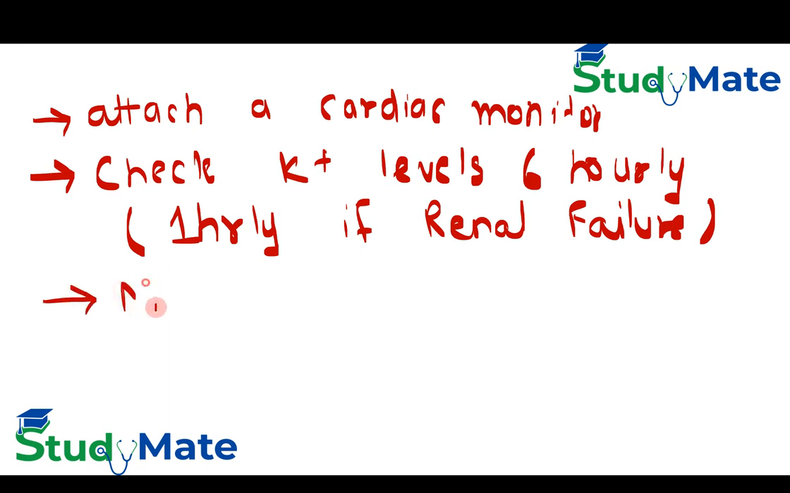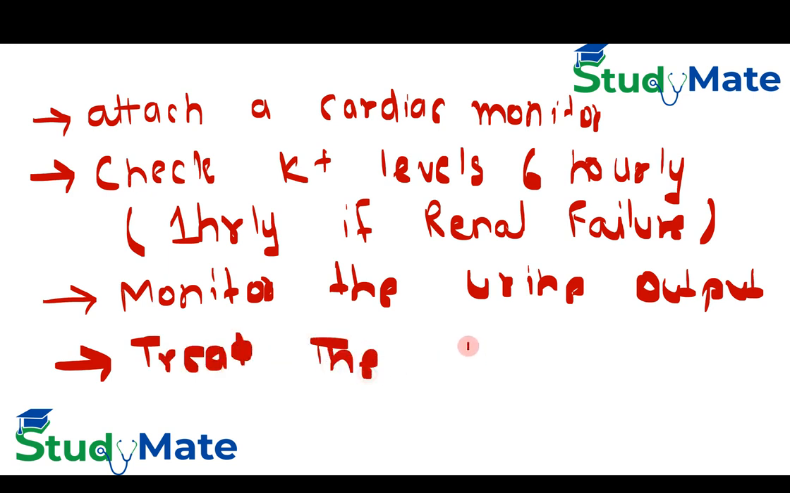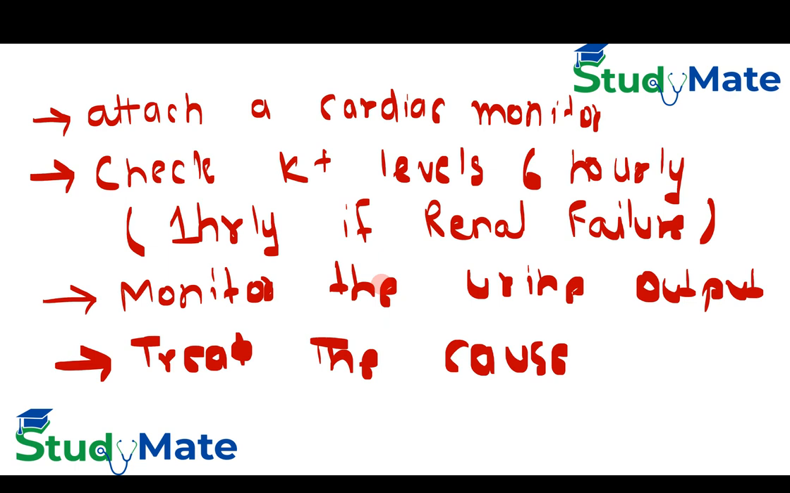You should monitor the urine output and treat the cause. These are the basics of hyperkalemia management. These two laws that I wrote and the monitoring that you need to understand and follow during the management of hyperkalemia: attach a cardiac monitor, check potassium level 6 hourly, monitor the urine output and treat the cause.